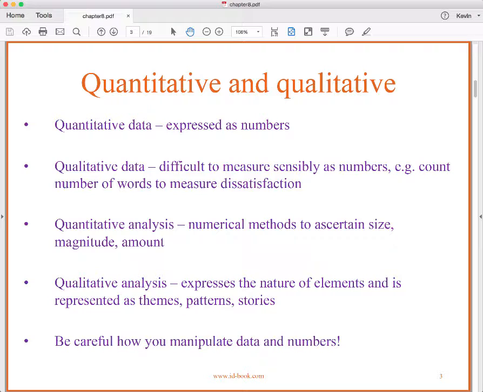So, generally speaking, it's the point of view of our chapter and our authors that you have to be careful about the way that you manipulate your data and the way that you draw conclusions from them, because it's pretty easy to get into unreliable territory.